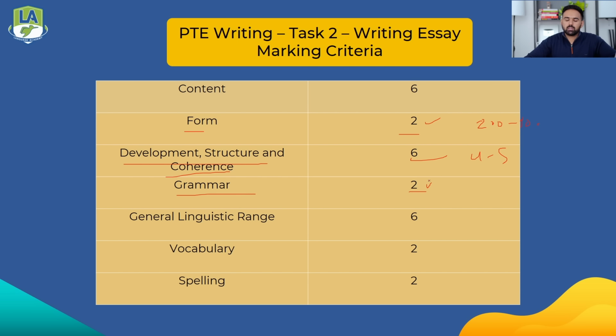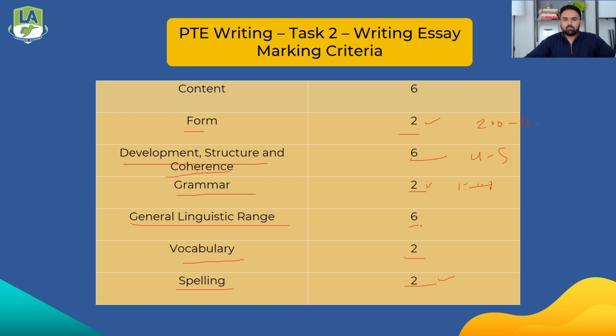If there's one grammar mistake, you lose 1 point. If there are no grammar mistakes, you get 2 on 2. More than one grammar mistake, 0 by 2. Then you get 2 points for spellings. If there are no spelling mistakes, you get 2 on 2, one spelling mistake, 1 by 2, more than one, straight away 0. 2 points for vocabulary and then 6 points for general linguistic range.